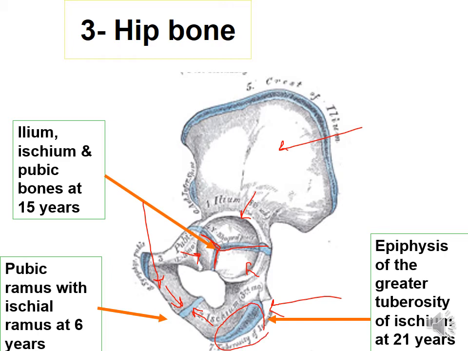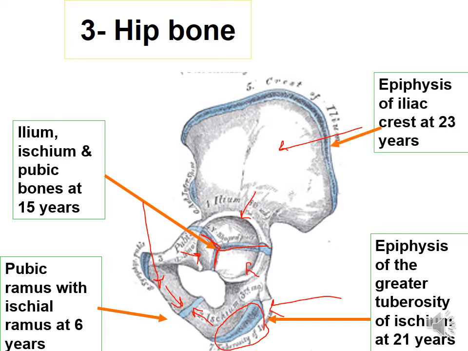Then the epiphysis of the ischial tuberosity, this part of the ischial bone is called the ischial tuberosity. This part unites with the rest of the bone at the age of 21 years in males. Finally, the iliac crest, this arch, is called the iliac crest. The iliac crest unites with the rest of the iliac bone at the age of 23 years in males.